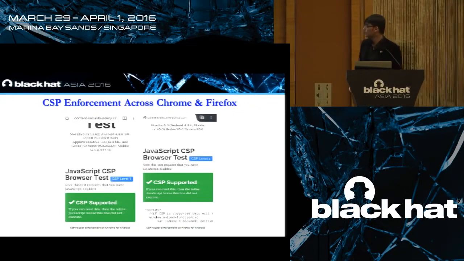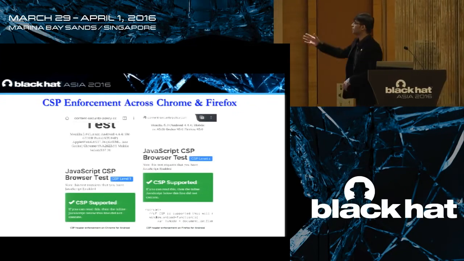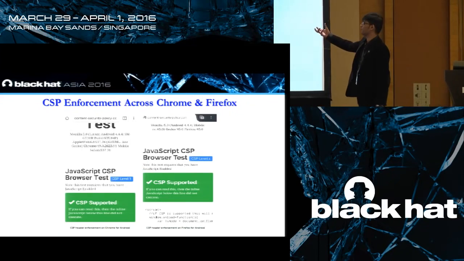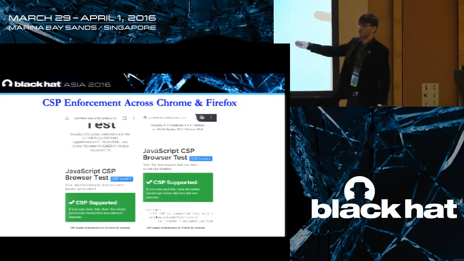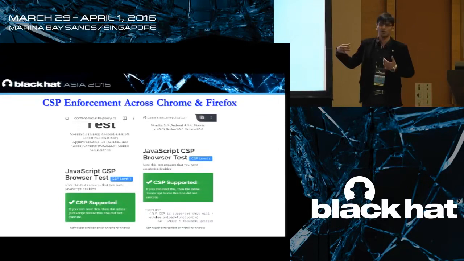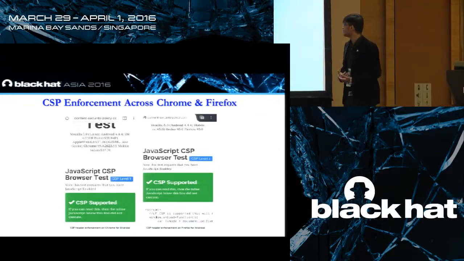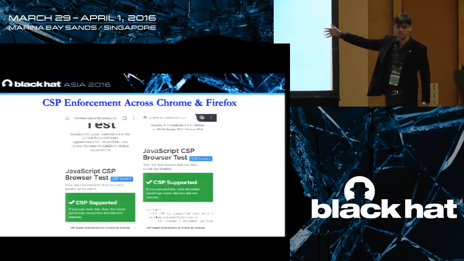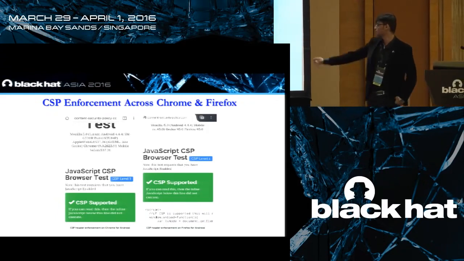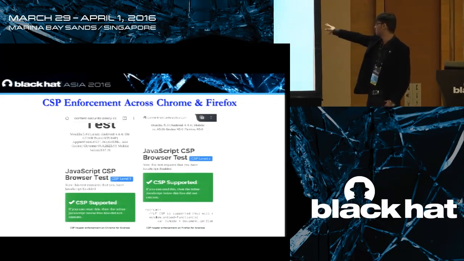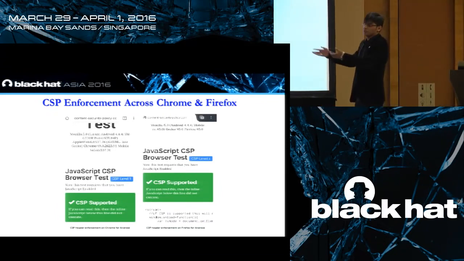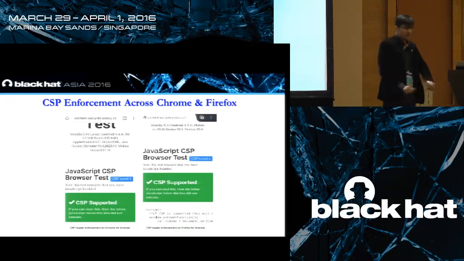This is an example of a website, content-security-policy.com, which uses the current implementation of the content-security-policy header to check if a particular browser supports CSP or not. As you can see, Chrome and Firefox have passed this test. This one is Chrome, and this is Firefox. They have passed this test, which means these are the browsers that basically support CSP.